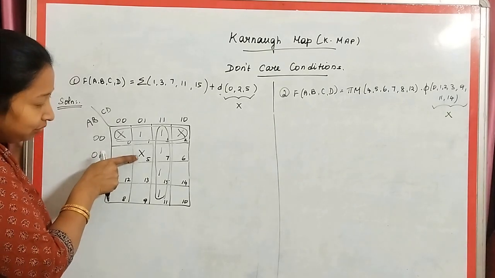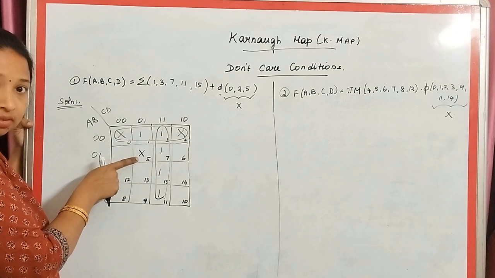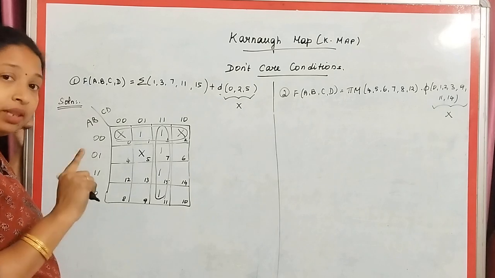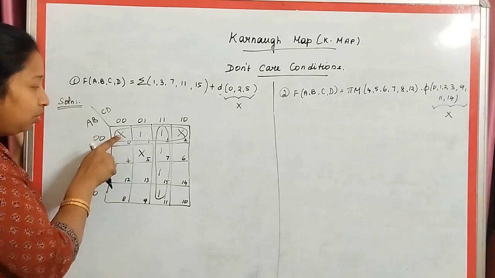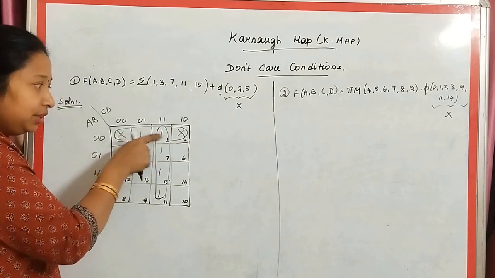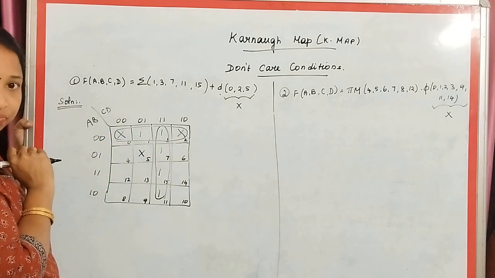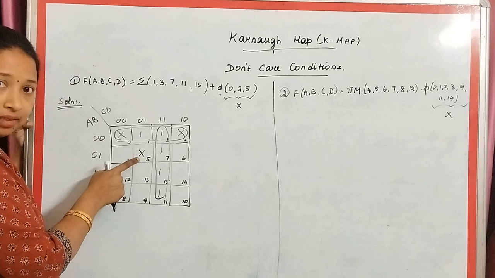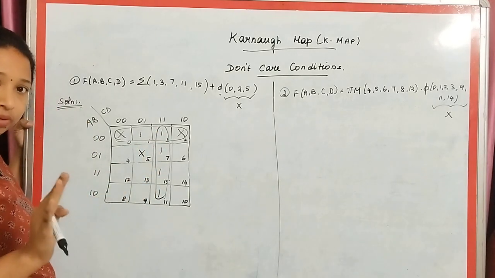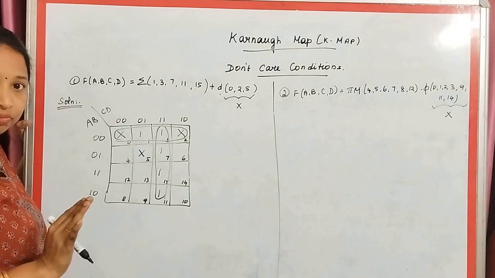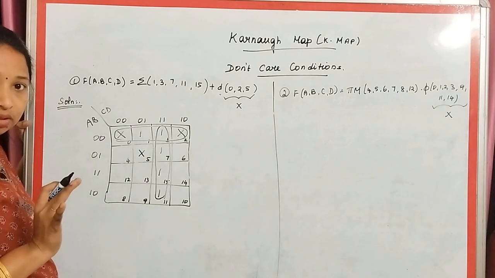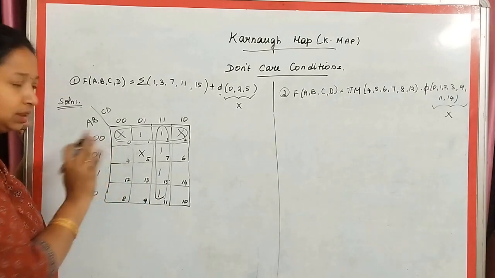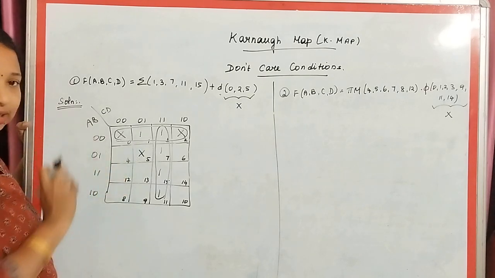Understood? Now there is one X left here. What did I say? Don't care conditions cannot stand alone, but they will help the actual numbers in grouping. Now this X and this X have helped these two numbers form a group, right? There is no necessity of this X, the reason being, all the minterms are already grouped. There is no minterm that is left without grouping. We have grouped all the minterms. When we are done with grouping all the minterms, there is no necessity of worrying about X.